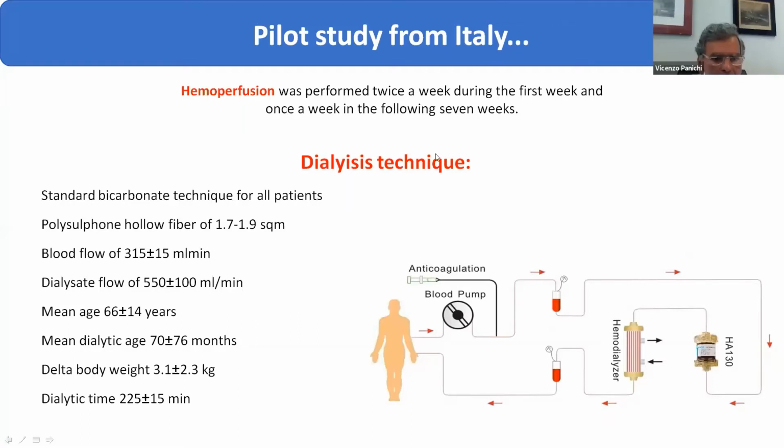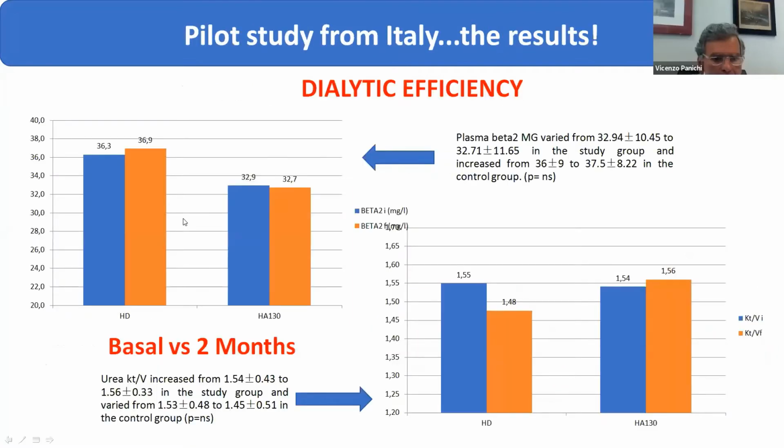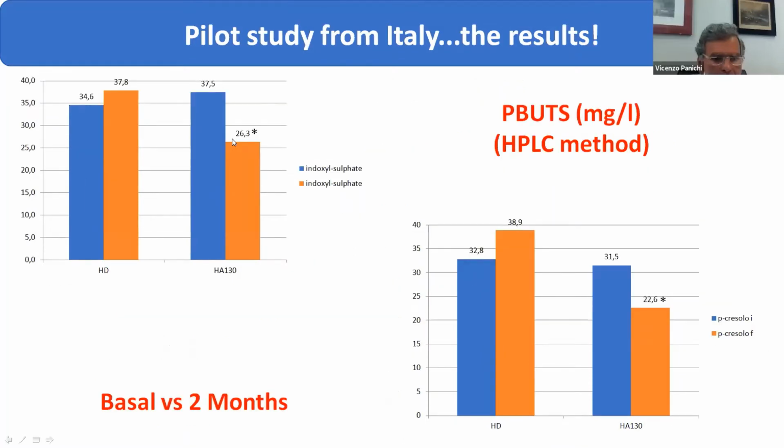This is dialysis efficiency. This is Kt/V and beta-2 microglobulin levels that are slightly reduced in cartridge patients and slightly increased in patients receiving hemodialysis. But this is very interesting and unexpected. We observed a significant reduction in p-cresyl sulfate plasma levels in patients receiving the cartridge after 8 weeks of treatment. So, as you know, several papers have been produced.